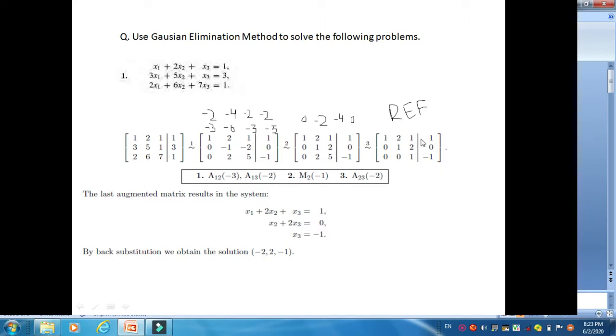The rank of the coefficient matrix is 3, and the rank of the whole augmented matrix is also 3, and the number of unknowns is also equal to 3. So that lemma tells us that the system has a unique solution. So you see that is the unique solution, minus 2, 2, minus 1.